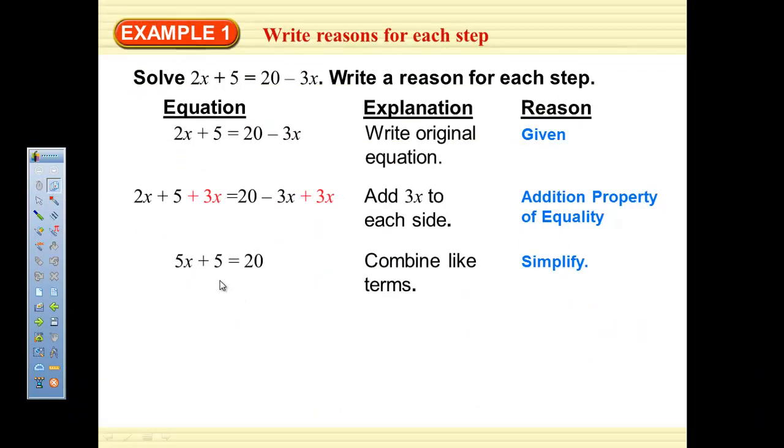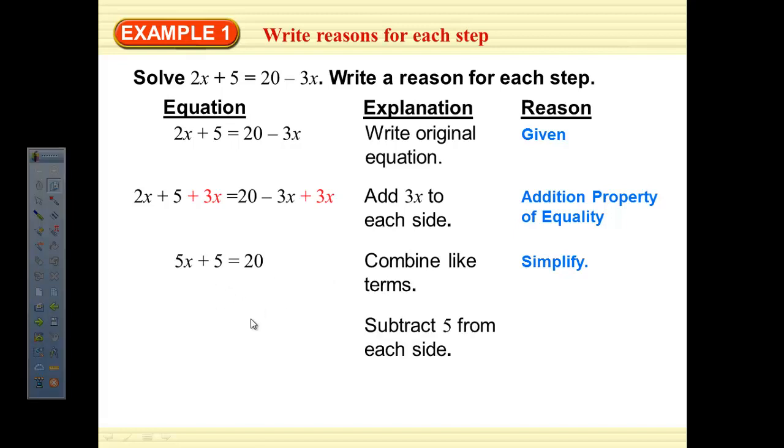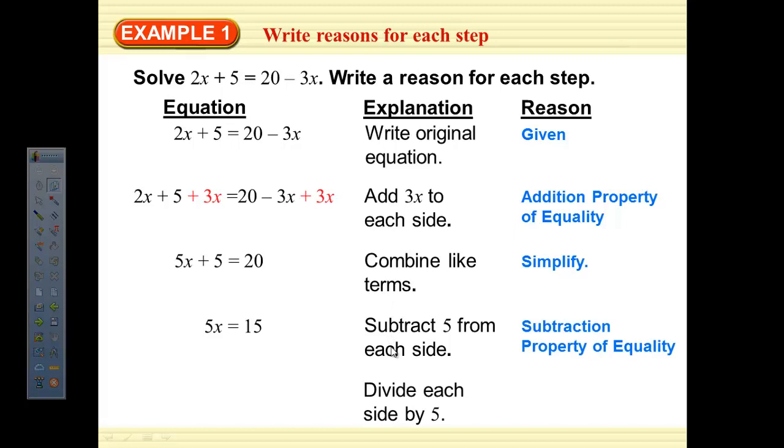The next step we'd want to do is subtract 5 from both sides. And if we subtract 5 from both sides, it looks like this. Of course, since we subtracted 5 from both sides, our reason would be subtraction property of equality. Final step is to divide each side by 5. If we do that, we get our answer, which is x equals 3. Since we divided each side by 5, our reason would be the division property of equality.